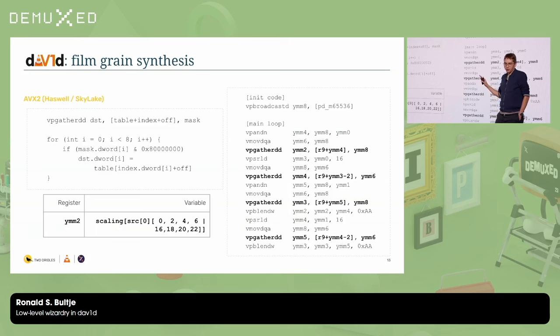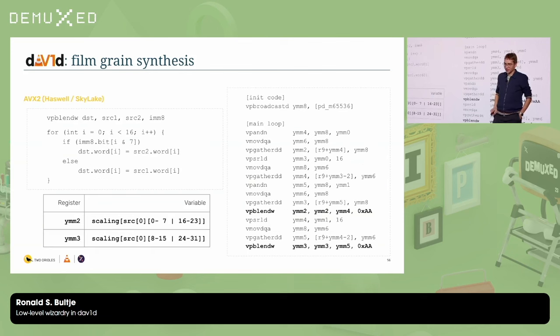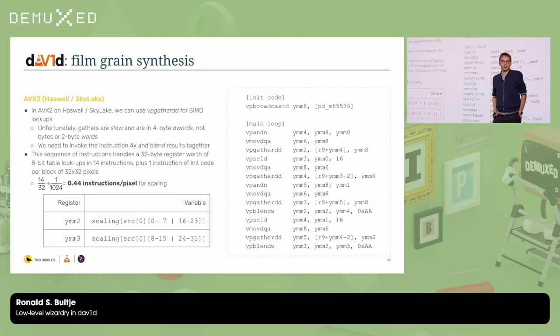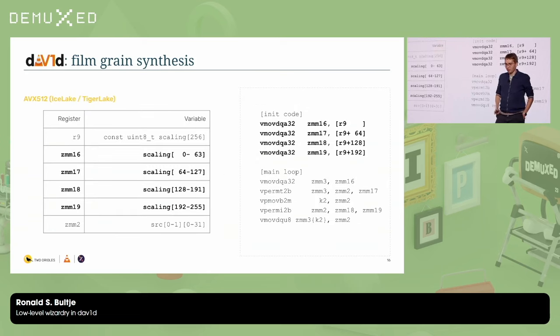Now, you saw from the previous version, for the rest of the function that I didn't show, I would actually like them to be in 2-byte words, so I have to blend them together. And in total, to do the same as what I did previously, I now only need 14 instructions instead of 46 for a 32-byte wide register instead of a 16-byte wide register. So 14 divided by 32 is just under a half an instruction per pixel. Better, but not great. We can do much better than that.